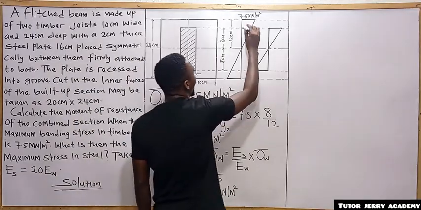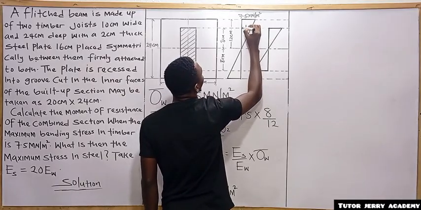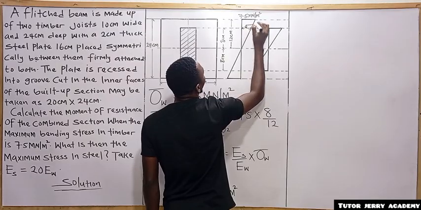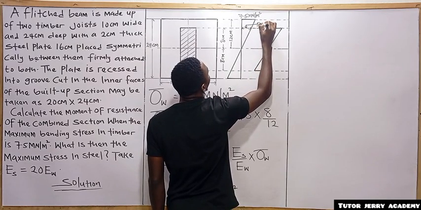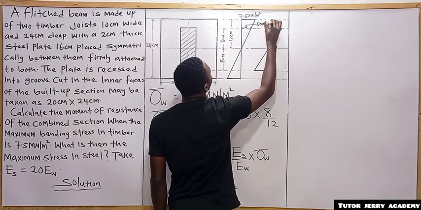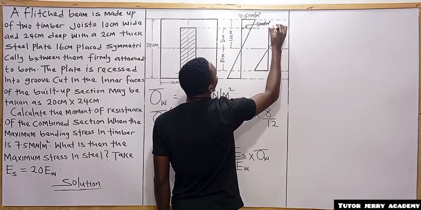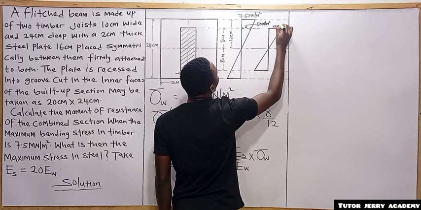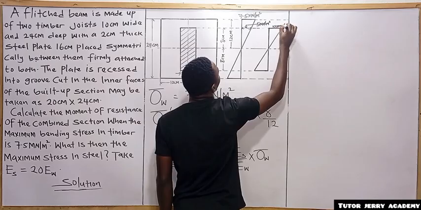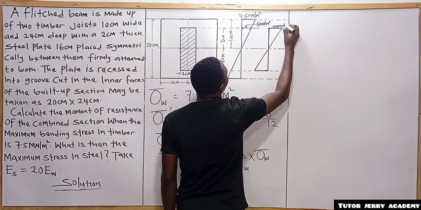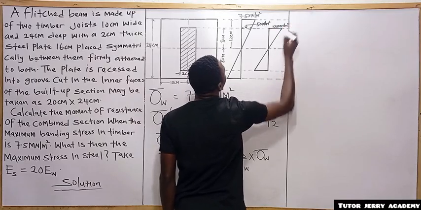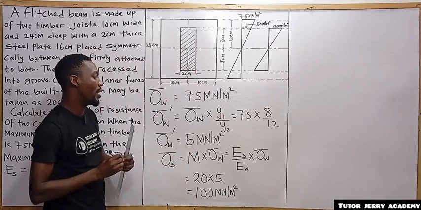So here we are going to have 5 meganewton per meter squared. So here we are going to have 100 meganewton per meter squared. All right, so that's it. I hope we understand that.